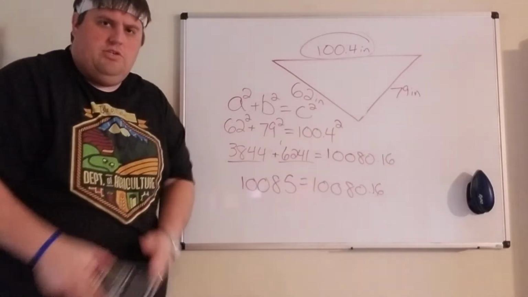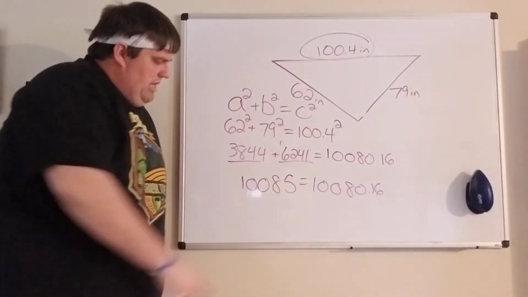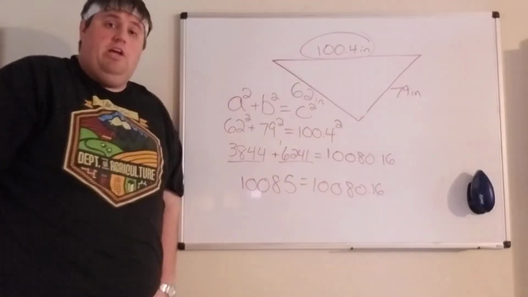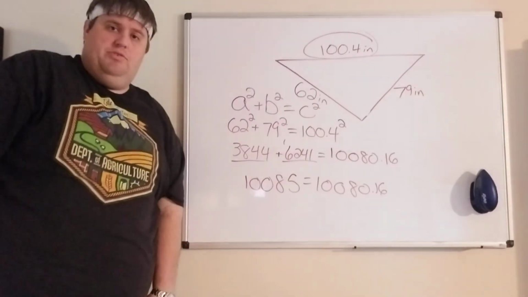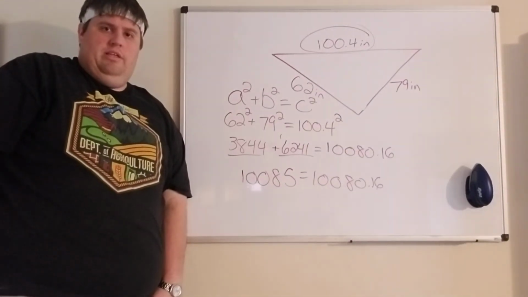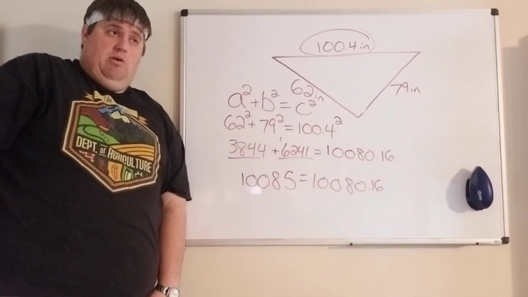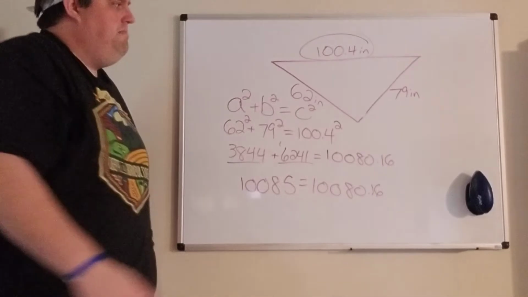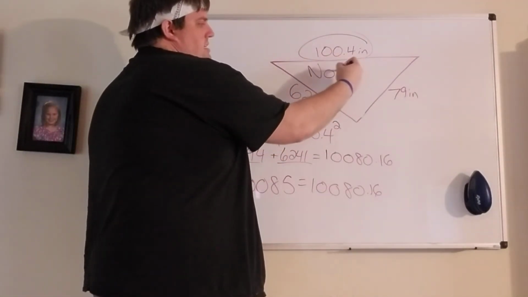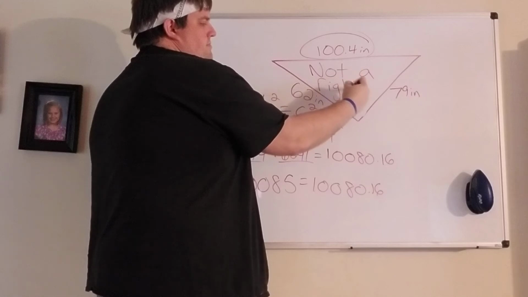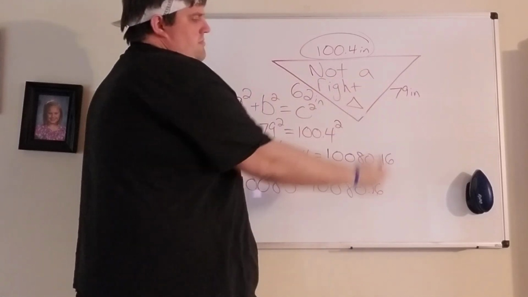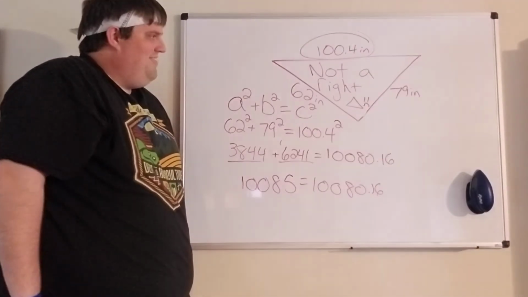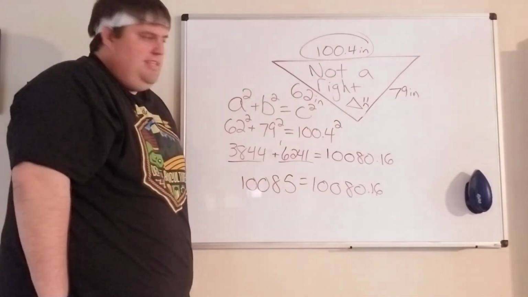So, do these two numbers equal each other? Well, 10,085 is not the same thing as 10,080.16. They're very close. That does not matter if they're very close. They have to be exactly equal. If they're not exactly the same, we would just say this is not a right triangle. And you could do like a little sad face if you want. Okay. So that is basically the converse of the Pythagorean theorem.